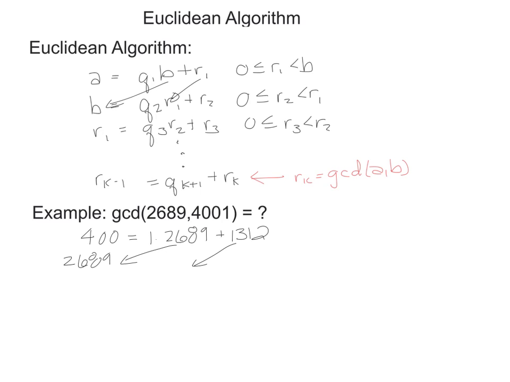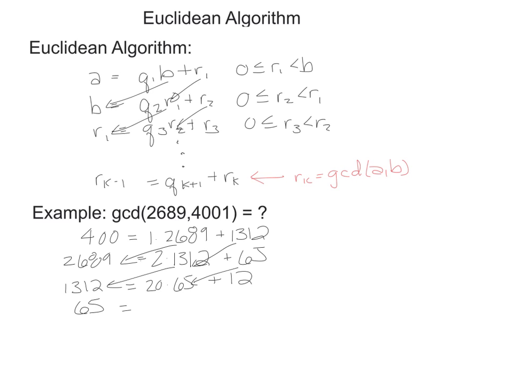2,689 is equal to 2 times 1,312 plus remainder 65. And again, now we move our remainders over, this over here and this over here. So we have 1,312 is equal to 20 times, now we move the 65, plus remainder 12. Again, we move the 65 over, is equal to 5 times 12 plus remainder 5.